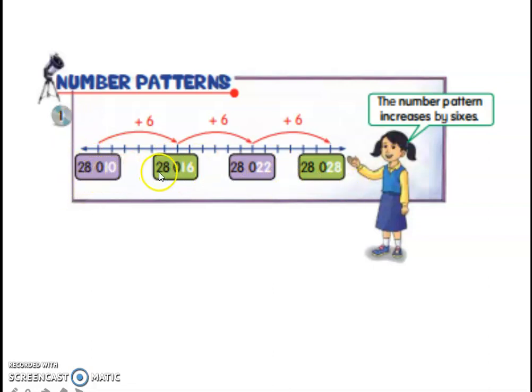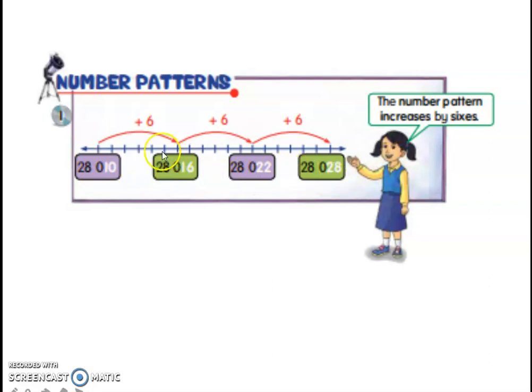28,010, 28,016, 28,022, 28,028. So, is the number increasing or decreasing? The number pattern is increasing, because the number becomes bigger and bigger. Bigger and bigger means it is increasing.